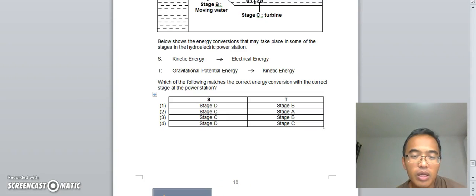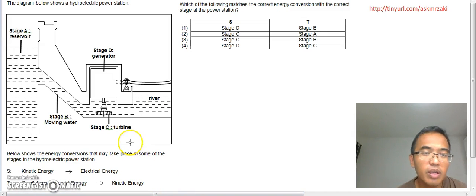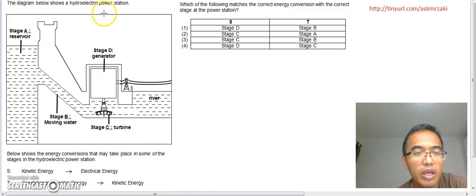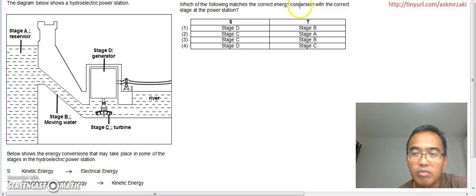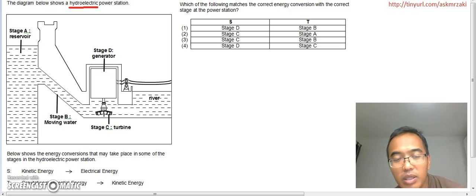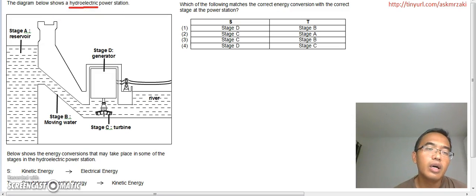Alright, let's look at this question here. The diagram below shows a hydroelectric power station. Remember, hydroelectric, I can always go here if you disagree with me. Hydroelectric power station means hydro is water, and electric is electricity. So hydroelectric uses the movement of water to change it into electrical energy.